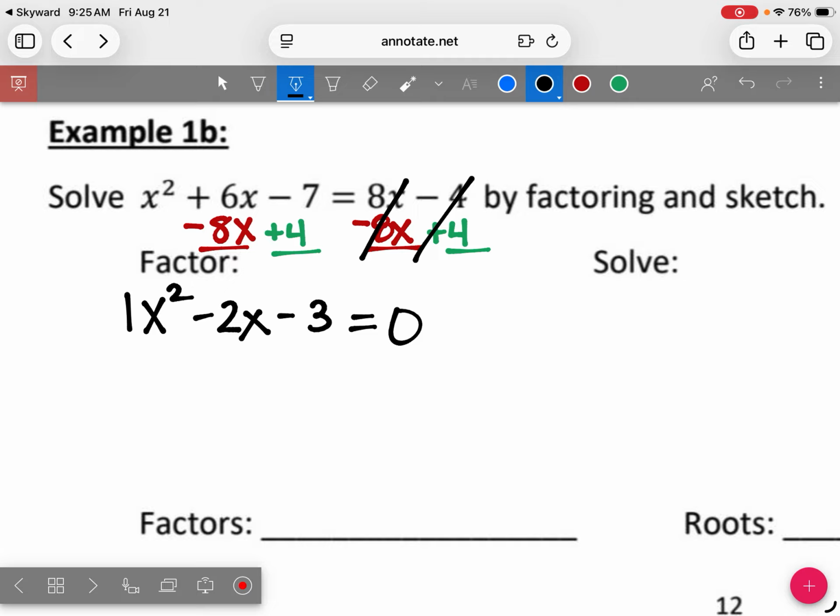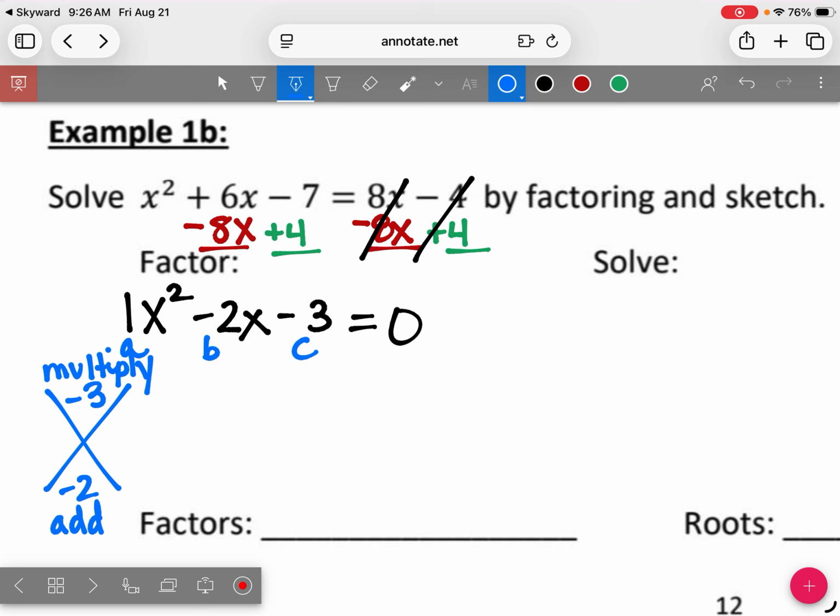All right, so A, B, C. Make your x on top. You have A times C. On the bottom, you have negative 2. Did we just combine like terms? Yes. We set it equal to 0. All right, so go ahead and factor it down. Come and see what we come up with. Factor it, find your two numbers, write your factors.